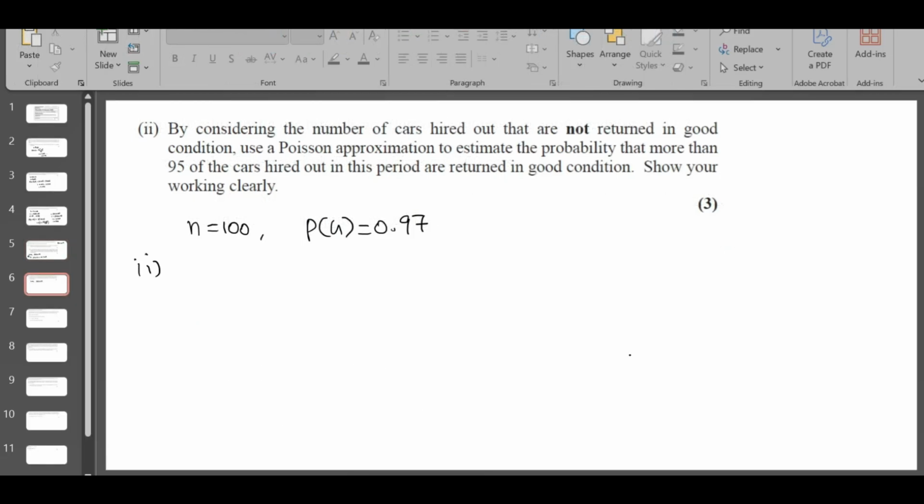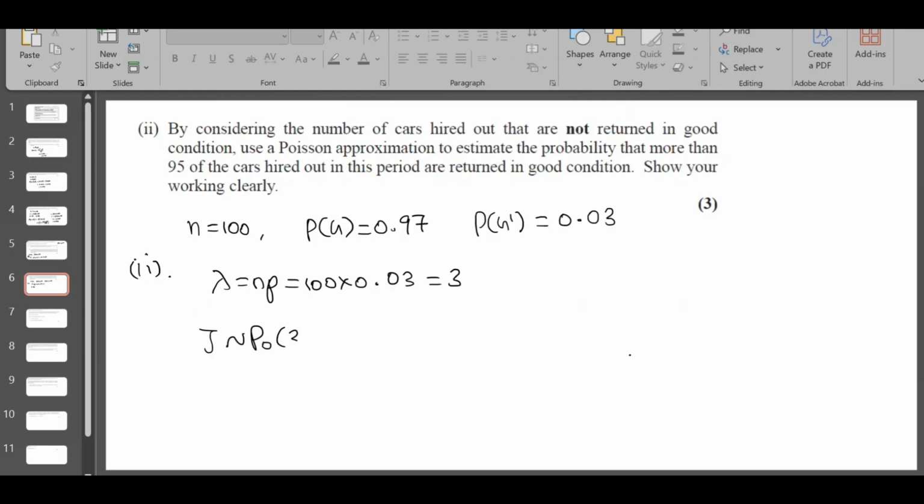Now D ii. By considering the number of cars hired out that are not returned in good condition, so P of G complement is 1 minus P of G, which is 0.03. Use a Poisson approximation to estimate the probability that more than 95 are returned in good condition. So lambda is np, which is 100 times 0.03, which gives 3. So we can say J follows a Poisson distribution of 3, and they want us to calculate J more than 95.